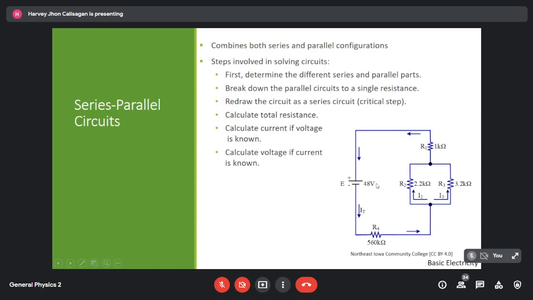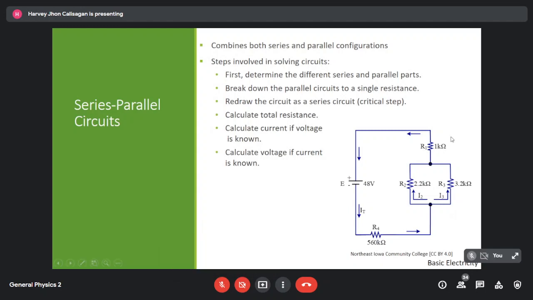Okay? There is one current line, one flow line, once they are combined. And then it flows into R1. Okay? So it becomes a series circuit. And then you calculate the total resistance. Okay? That includes the total resistance of the R2 and R3 from the parallel circuit. And then calculate the current when the voltage is known.